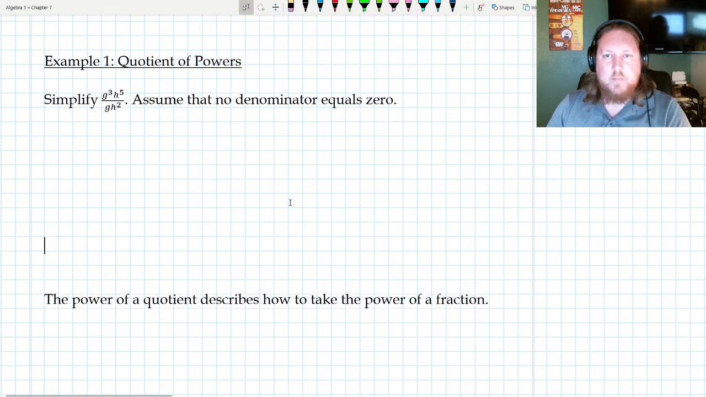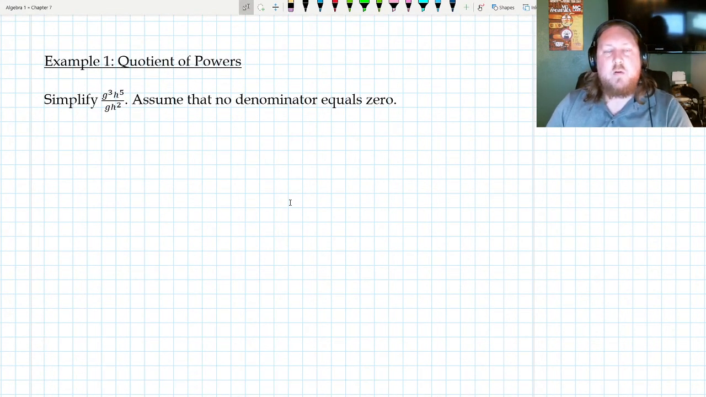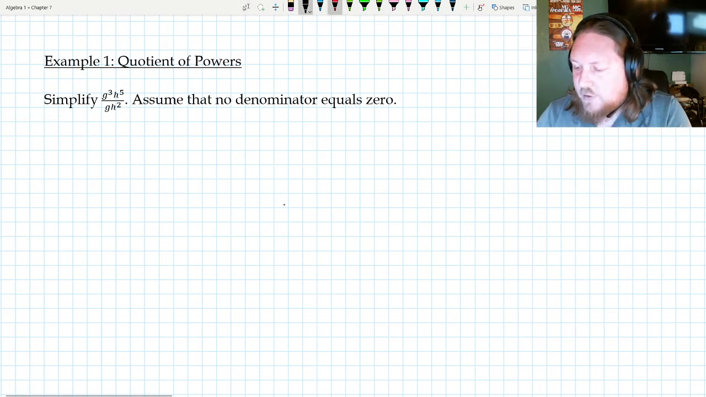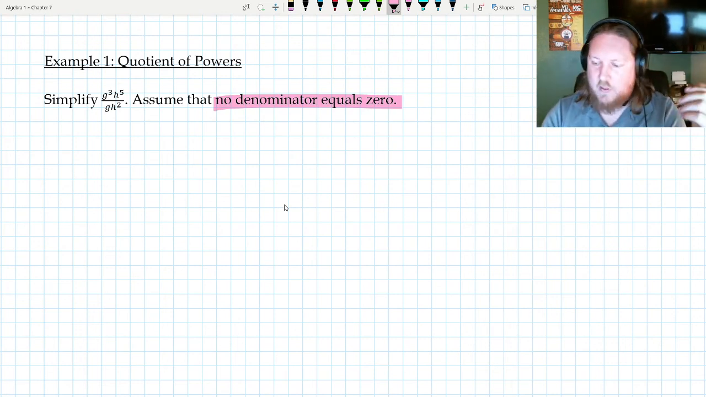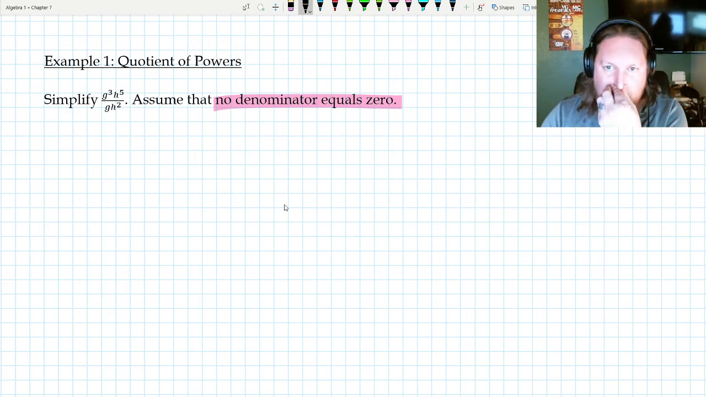Example number 1. A very important thing here with the variables is you have to assume that no denominators equal 0, because you're not allowed to divide by 0, so that's a problem if you do. So you just assume that they don't for these ones.